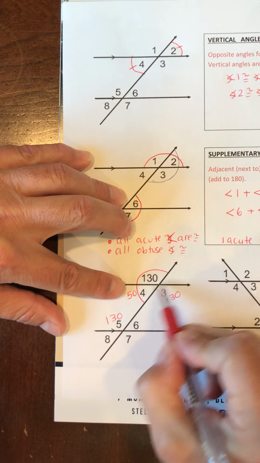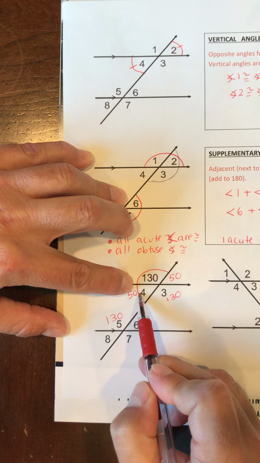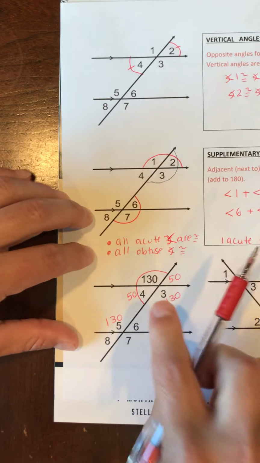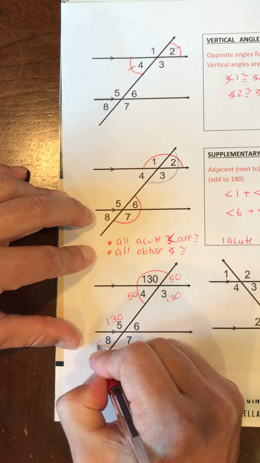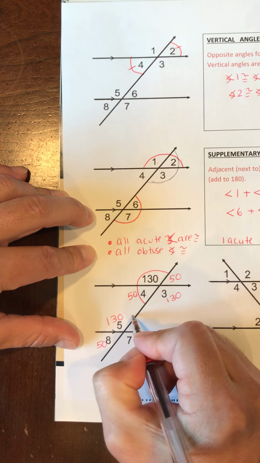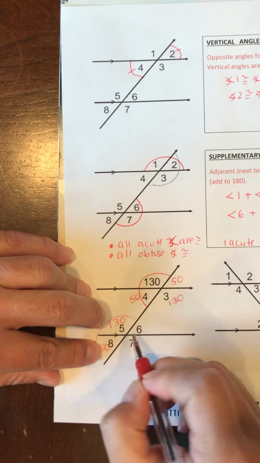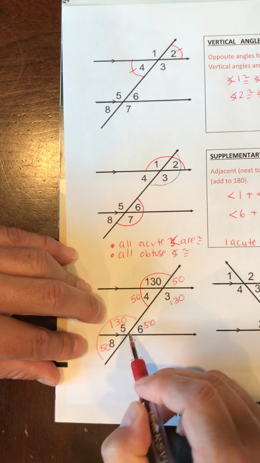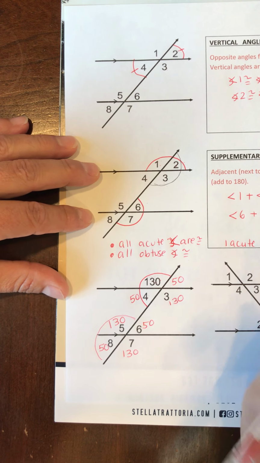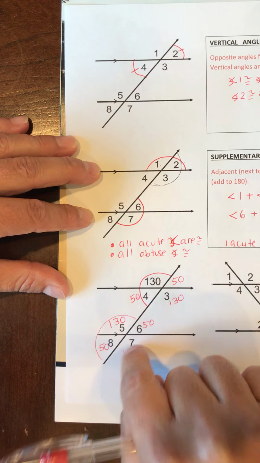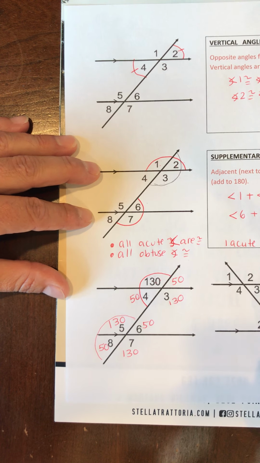And then these would be vertical, so these have to be 50. These, 4 and 8, right? If I slid it down, 4 would overlap 8. They would be equal. They're corresponding, that's 50. Or I could say that these two have to be 180. And then you've got vertical here, so 6 is 50. You've got vertical there. So the end result, all the obtuse angles are 130. All the acute angles are 50.